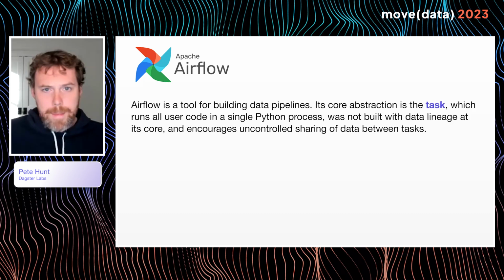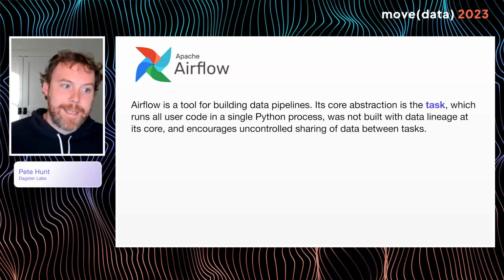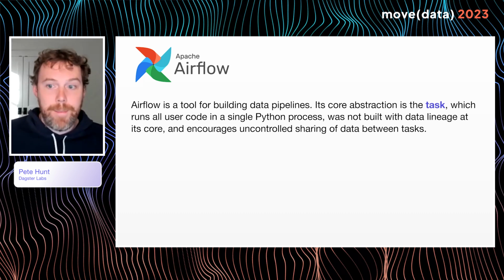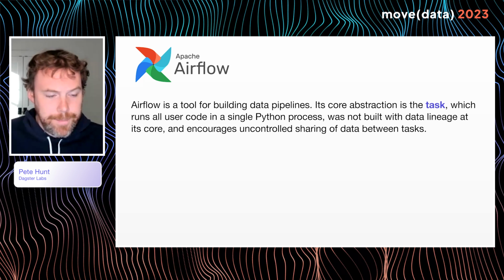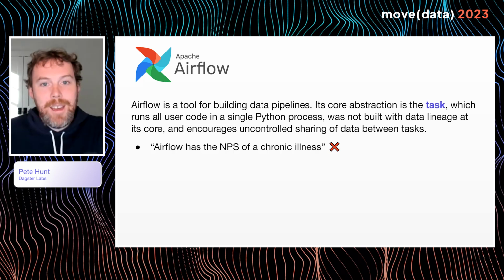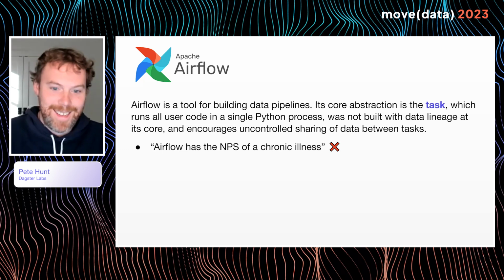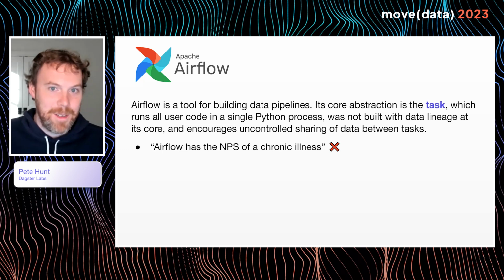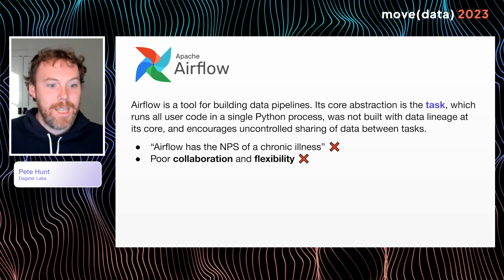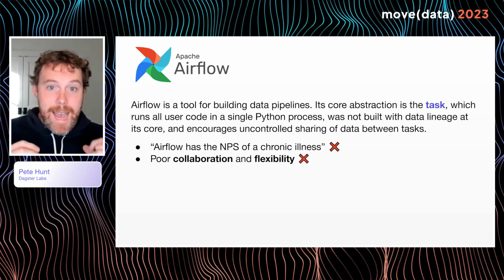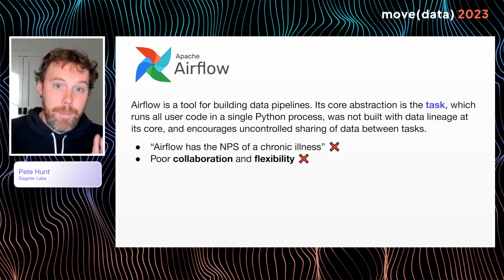And this is a tool primarily used for orchestrating data pipelines, but the core abstraction here is a task, which is a black box thing that runs a bunch of code inside of a Python process. Now, what we hear from users is that Airflow has the NPS of a chronic illness. It is not a universally loved technology by any means. It has poor collaboration and flexibility because tasks are so opaque. Sharing data between them is quite difficult.